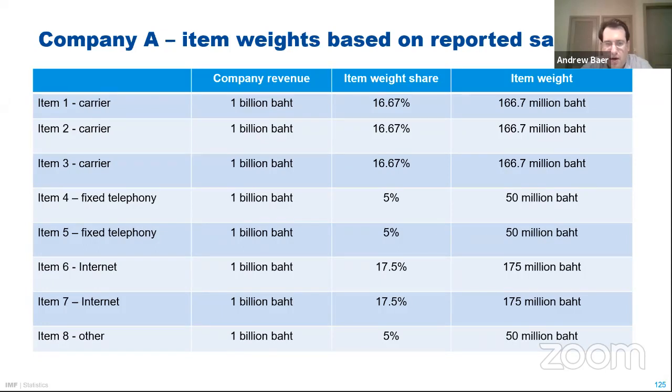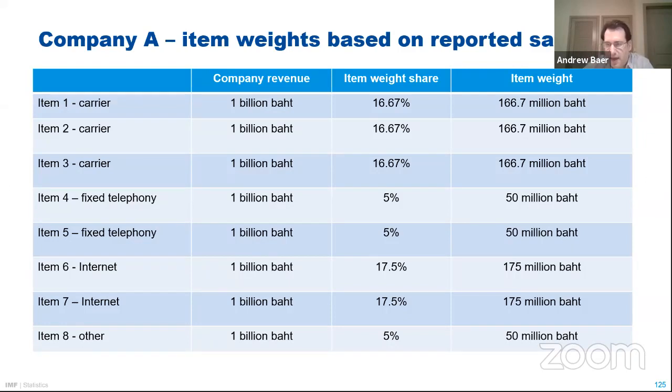So here you can say all my carrier items are getting a weight of 166.7 million. My fixed telephony are getting 50 million. My internet are getting 175 million. Again, I want to stress here, you do not need to do this in the very precise calculation way that I've done on these slides.